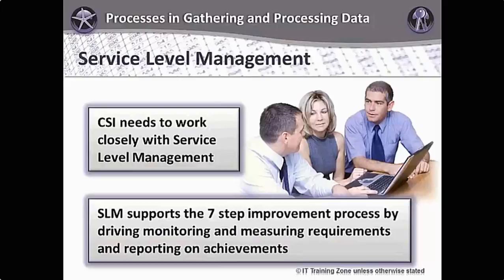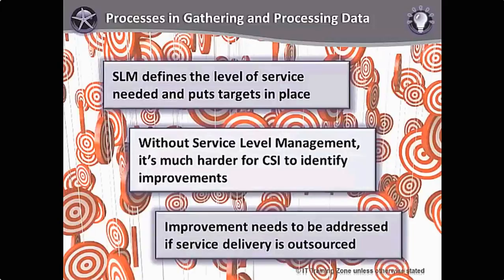Let's start with the role of service level management. CSI needs to work closely with service level management. When service targets are agreed for a new or changed service, they need to highlight areas for improvement. Service level management supports the 7-step improvement process by driving monitoring and measuring requirements and reporting on service level achievements. Service level management defines what level of service is needed to support the business and puts targets in place to make sure this is achieved.